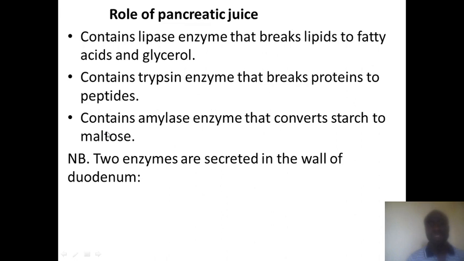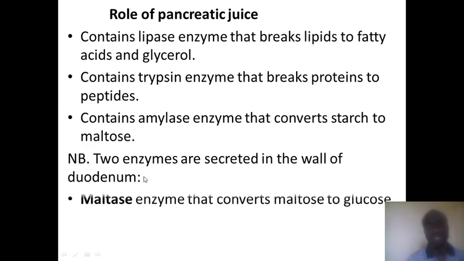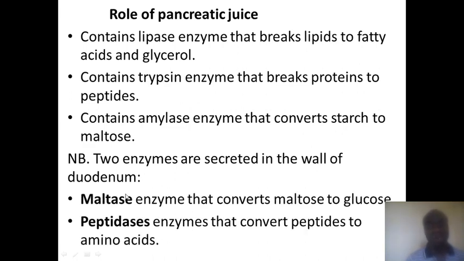So they are further acted on by two enzymes which are secreted from the walls of the duodenum. These are maltase, which converts maltose to glucose, and then the glucose is soluble and can be absorbed into the blood. Peptidases convert these peptides to amino acids. The amino acids are soluble and can then be absorbed into blood.